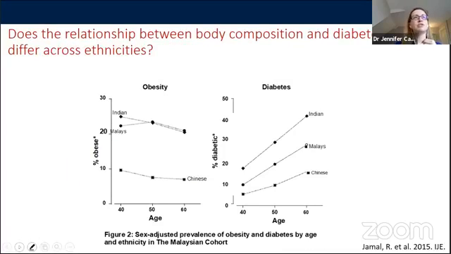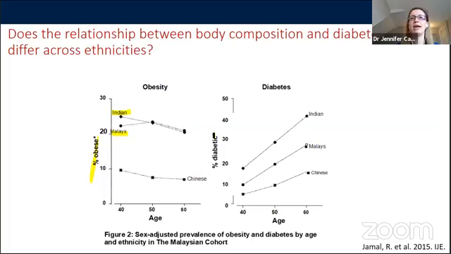As well, some initial results out of the Malaysia cohort were looking at the relationship between obesity and diabetes. And again, we're seeing some interesting findings. As we can see on the left panel, this is the percentage of participants that are obese as measured by BMI. And we could see that the Indian and the Malaysian participants had equivalent levels of obesity.